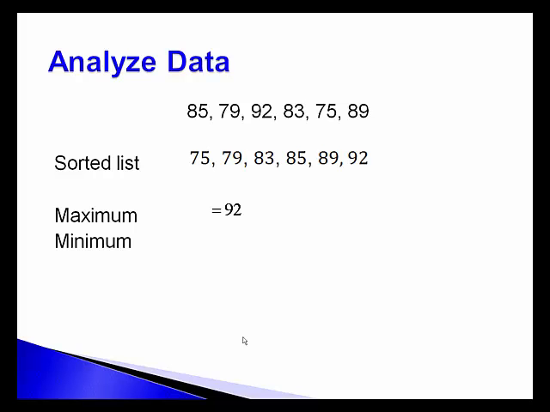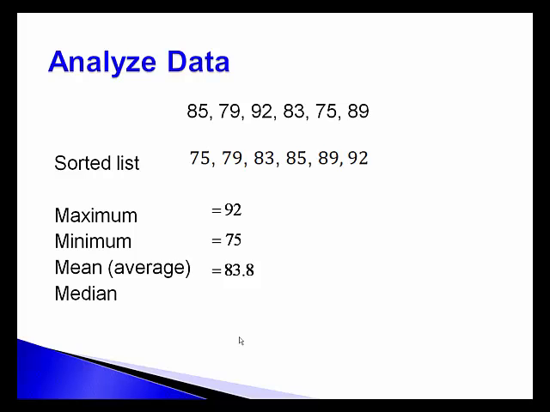We then want to find the minimum. That would be the first number in the list, or a 75. We want to calculate a mean. Most of you would think of this as an average. We add the numbers together, and since there are 6 of them, we'll divide by 6. When we do that, we get 83.8.